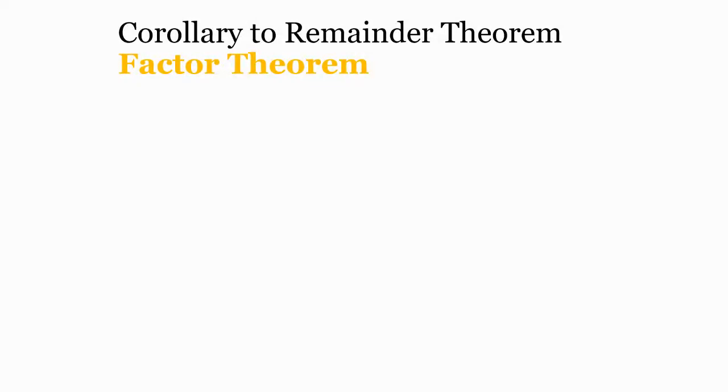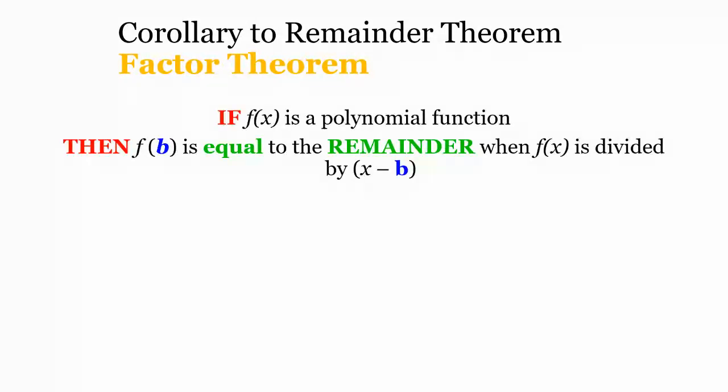So a corollary to the remainder theorem is the factor theorem. If f of x is a polynomial function, then f of b is equal to the remainder. So this follows from it. I was kind of just saying this. In the last one we saw that we got a value other than 0. That's a point on your graph. You've been substituting in and finding points on graphs for so long. F of b is equal to the remainder when f of x is divided by x minus b.